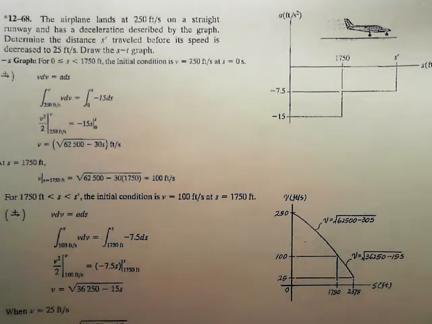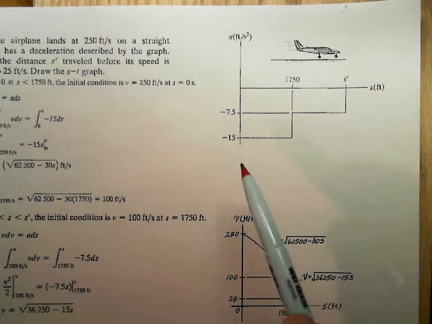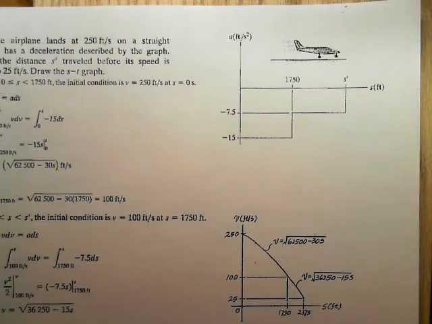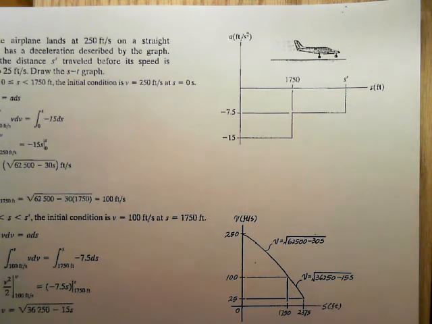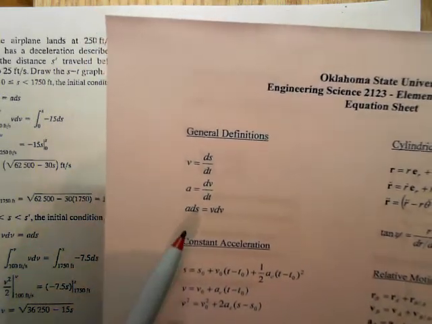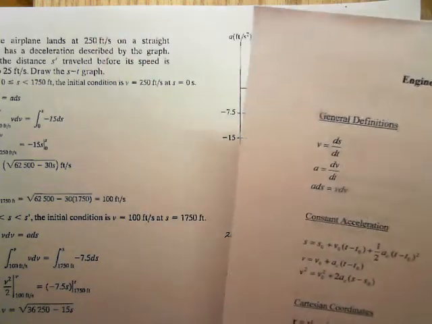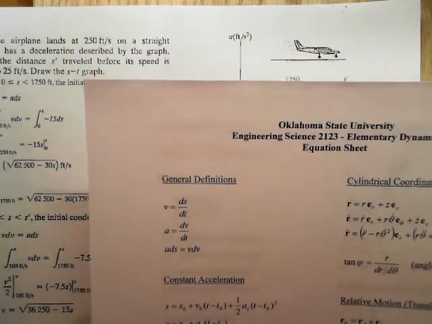And noticing a little more closely our acceleration versus position, our deceleration is a minus 15 until we hit a distance of 1750. After that, our deceleration is a minus 7.5 feet per second squared. So given an A of S graph, and again looking at our equation sheet, our best choice dealing with A and S, and the V information that we've been given, is the a ds equal v dv.